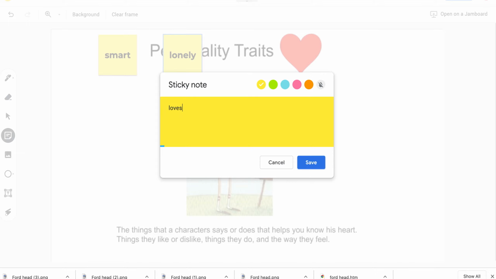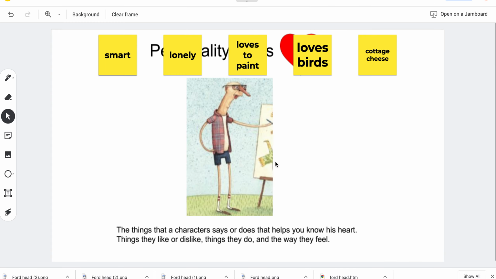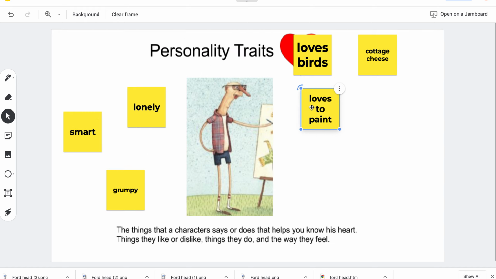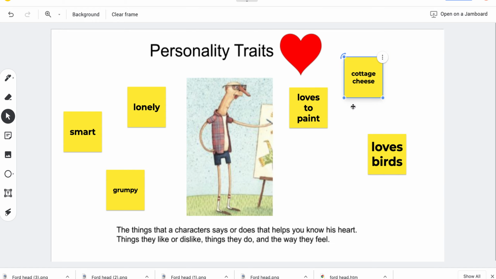We learned that he loves to paint. What else? He loves birds. Those are things that he likes. Anything else? We also learned his favorite snack, didn't we? It was cottage cheese, right? So there's lots of things that we learned about Fulquire through this whole process. So I'm going to move these around. Look at all these things that we learned that weren't necessarily things that we could see, but as we read the book, we learned about them.